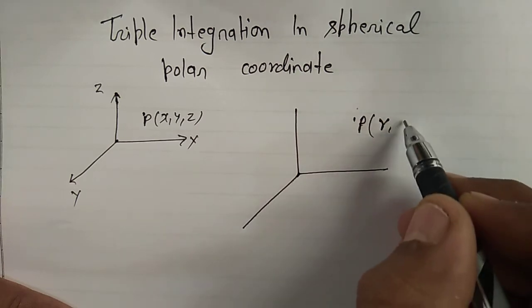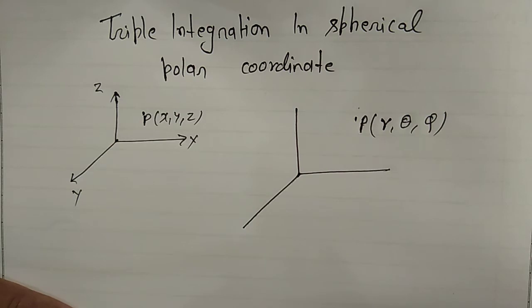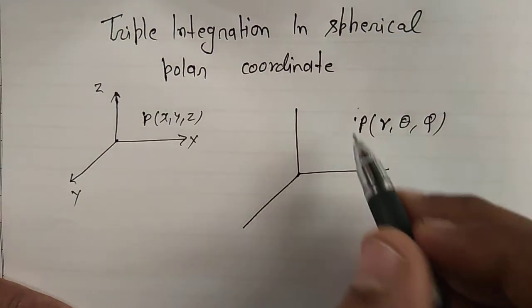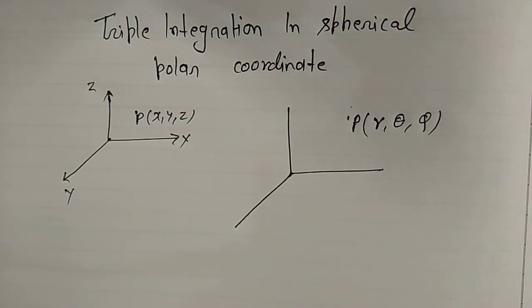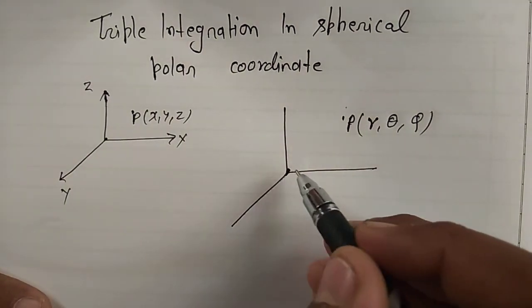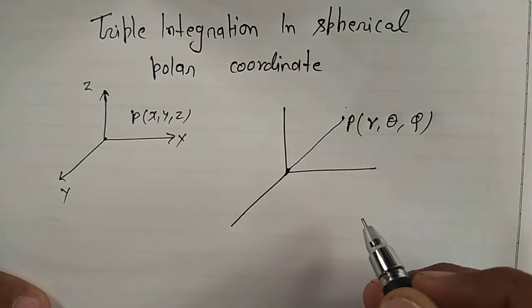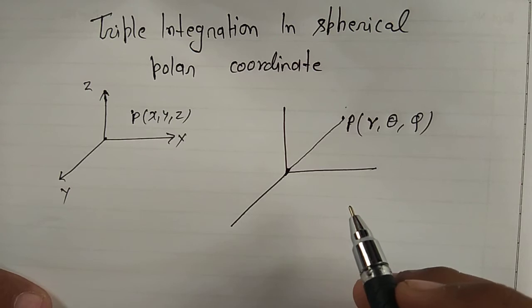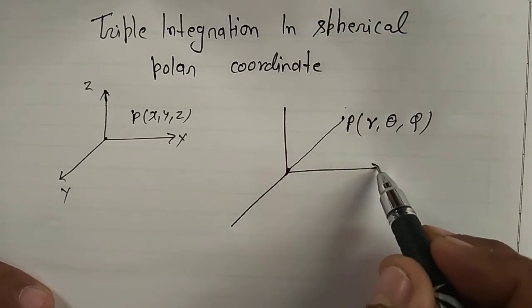r, theta, phi, where r is the distance between the point and the origin. So your r is the distance from the origin to the point, okay, and theta is the angle from the positive x-axis.